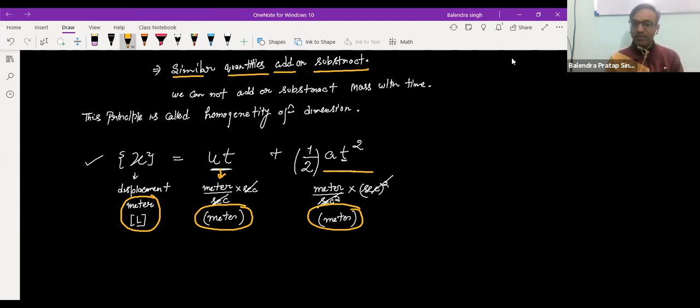So you can say that the dimension is homogeneous in this equation. The left hand side term has unit meter, and each right hand side term has unit meter. So this equation is dimensionally balanced, so this equation is correct. Okay, is it clear?